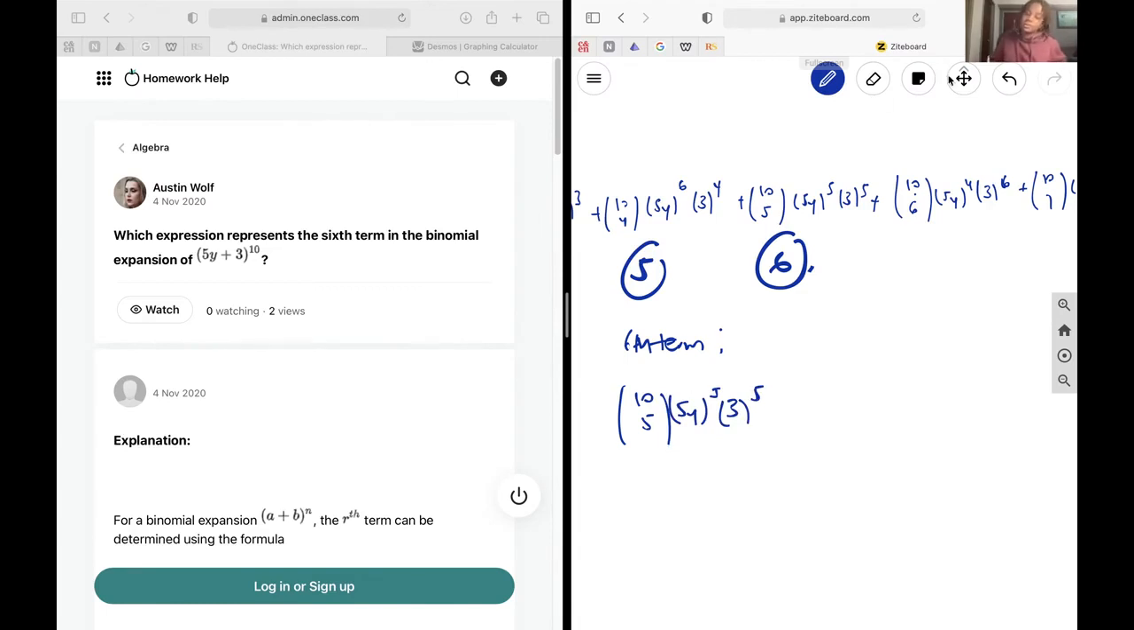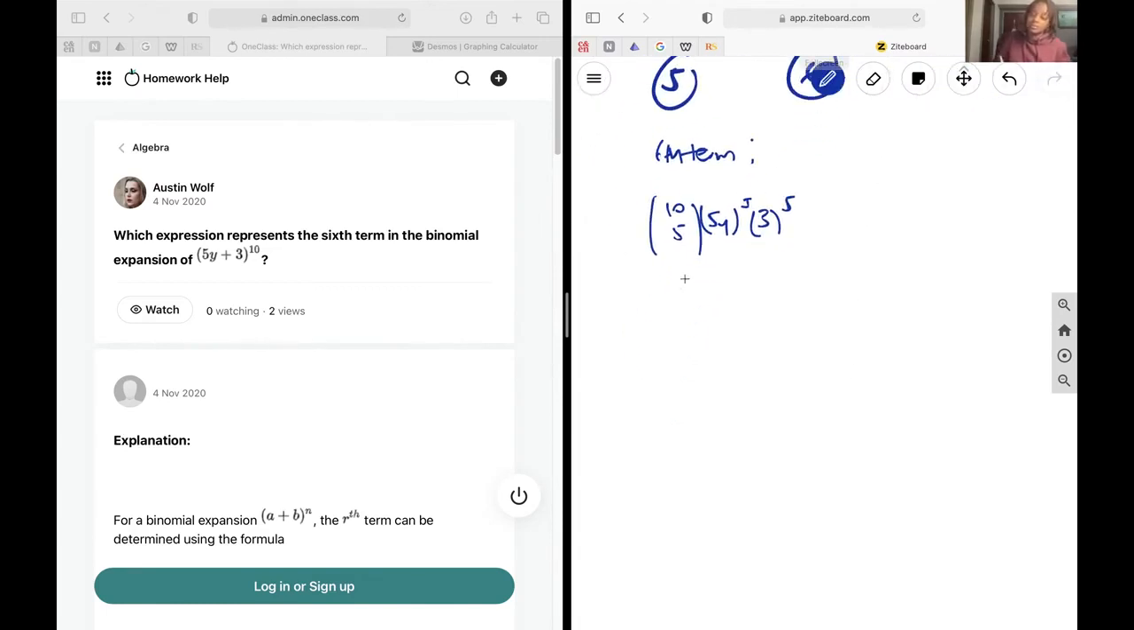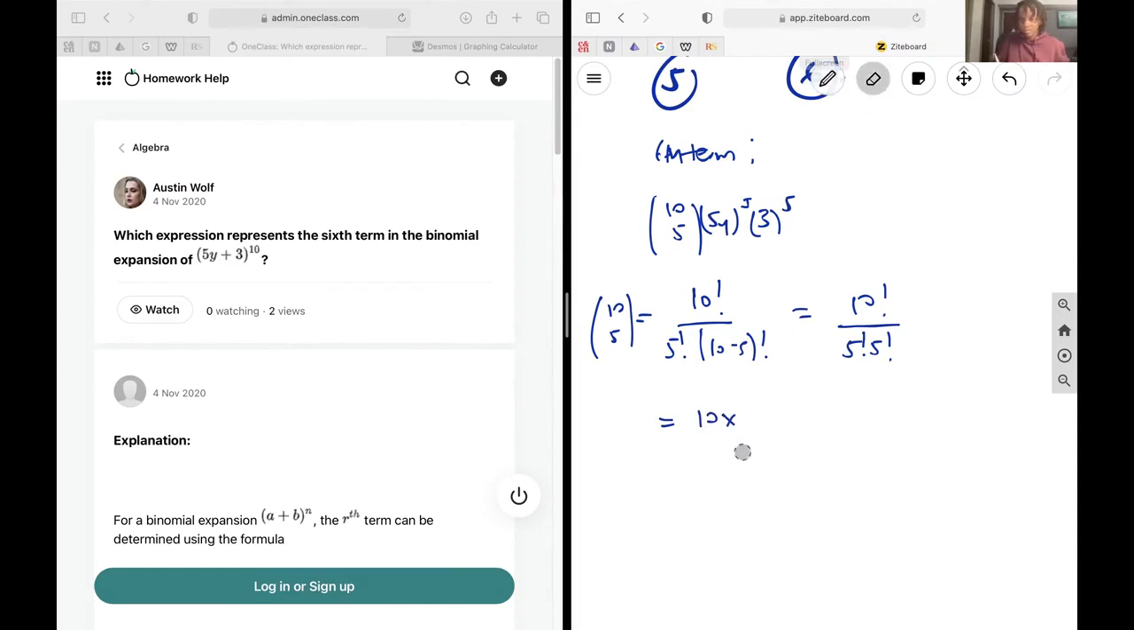So let's go about finding what this 10 choose 5 is going to give us. 10 choose 5 is 10 factorial over 5 factorial, 10 minus 5 factorial. That's 10 factorial over 5 factorial by 5 factorial. You can just quickly put that into your calculator. You can simplify it by hand. This is going to give 10 by 9 by 8 by 7 by 6 by 5 factorial all over 5 factorial by 5 factorial.